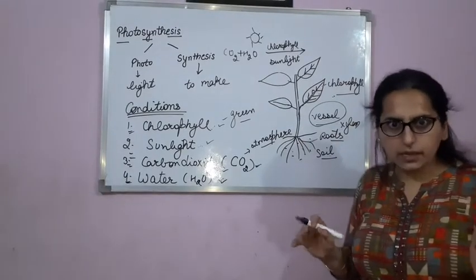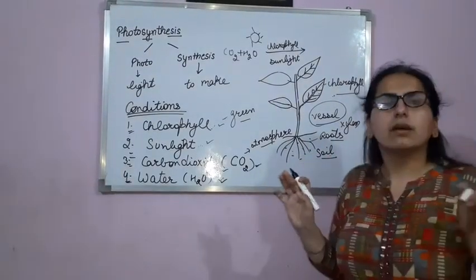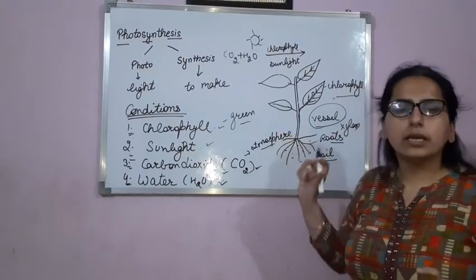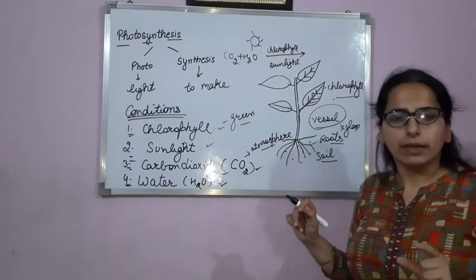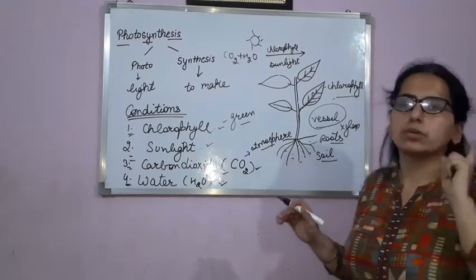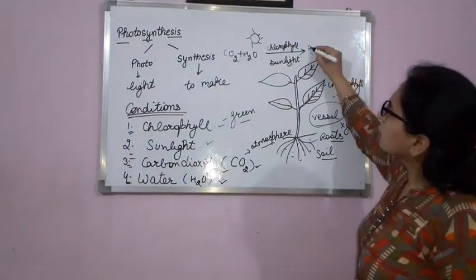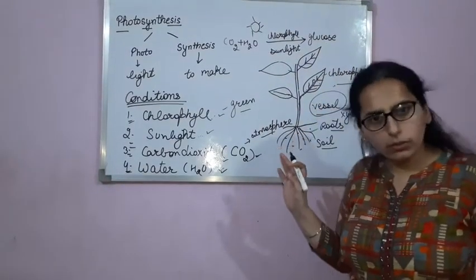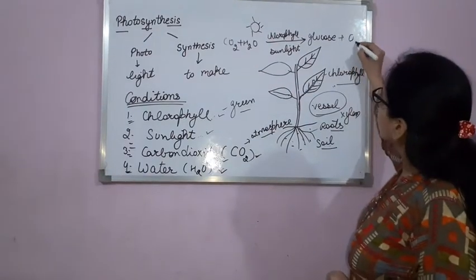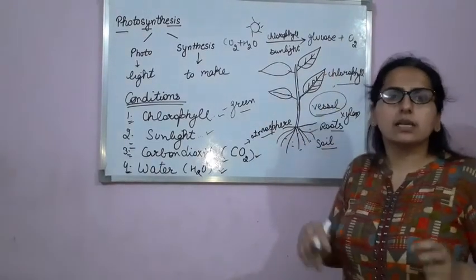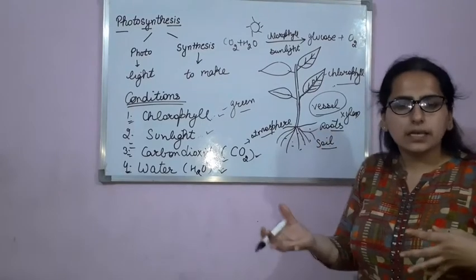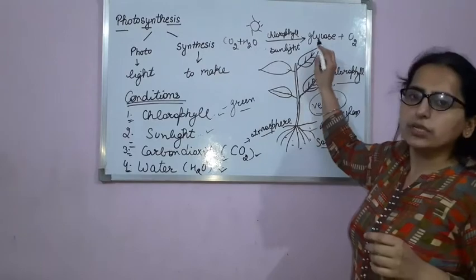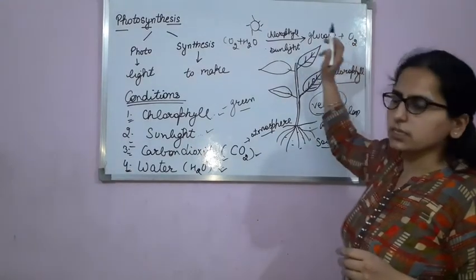CO2 and water, when they react together in the presence of chlorophyll and sunlight, result in the formation of food. And for the plant, their food is a carbohydrate, and basically glucose. So it results in the formation of glucose. You can also write carbohydrate. Plus oxygen. You know, oxygen is liberated or released during the process of photosynthesis.